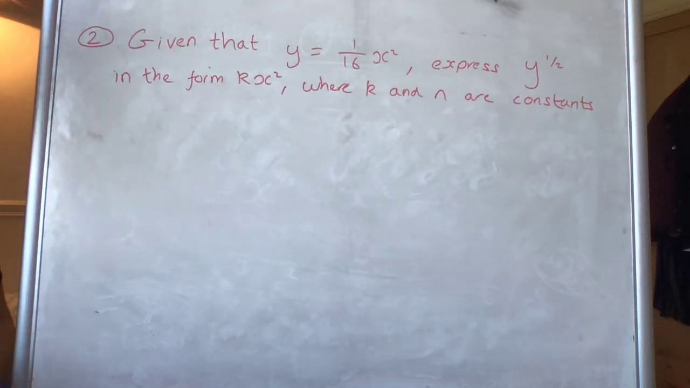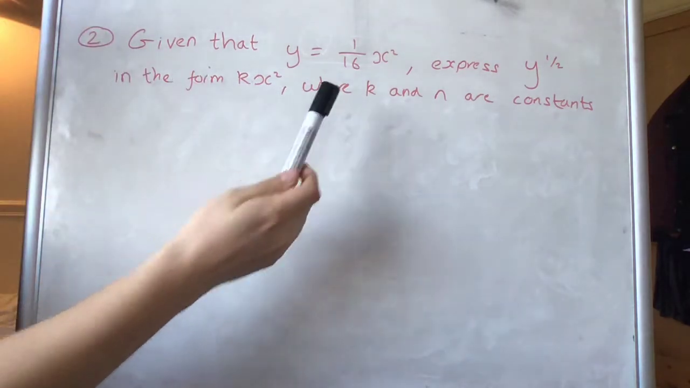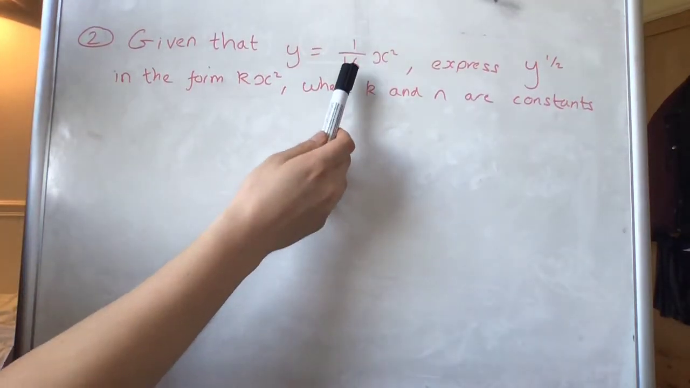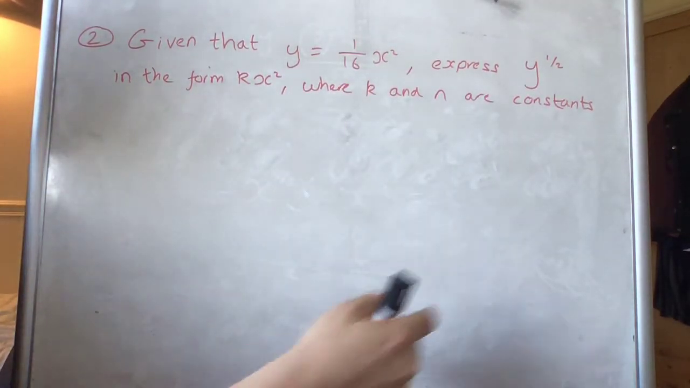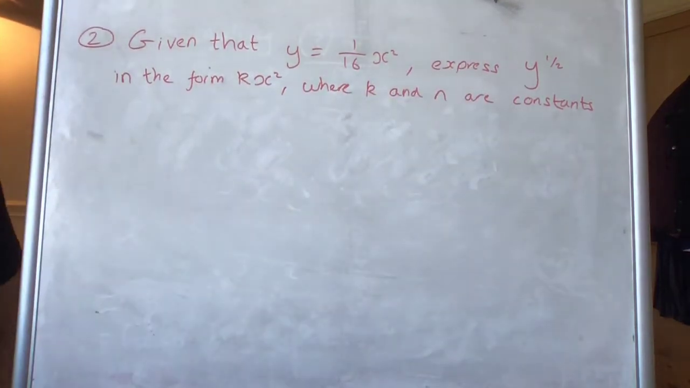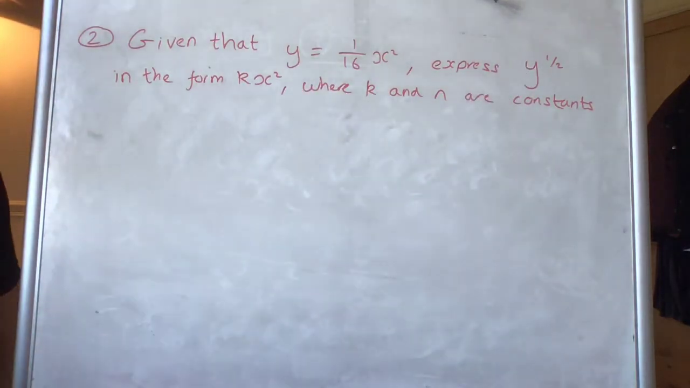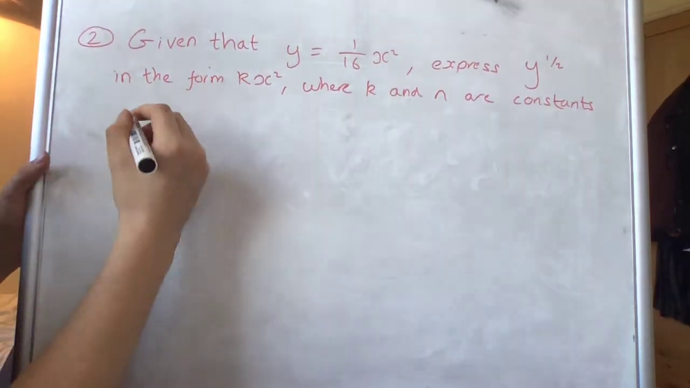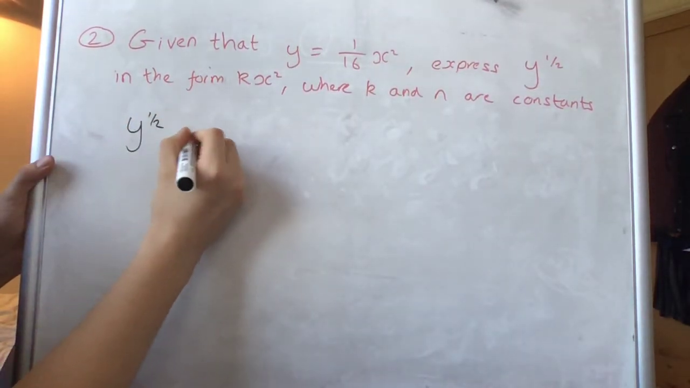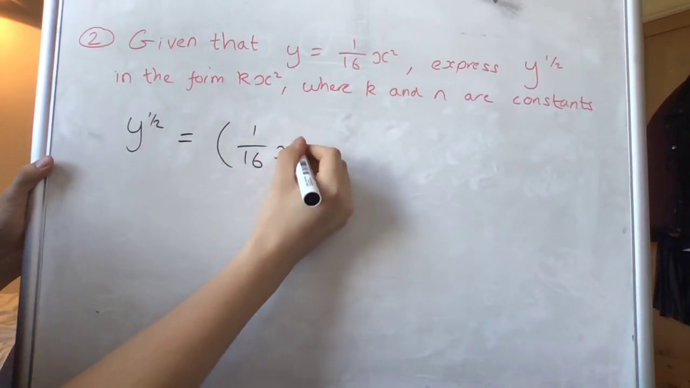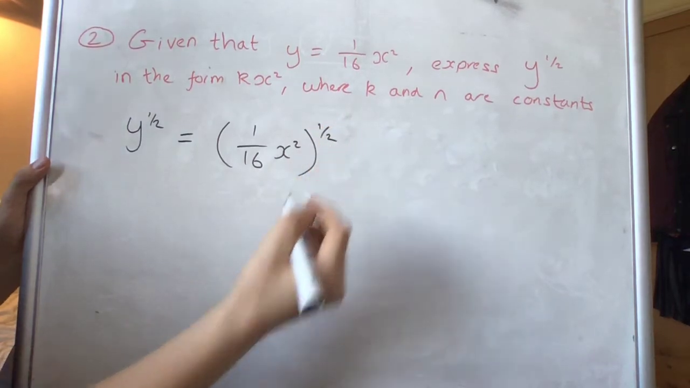So this question's slightly more tricky. Given that y equals 1/16 x squared, express y to the power of a half in the form kx^n, where k and n are constants. So we know that y equals 1/16 x squared, and we've got to use this y to the power of a half. What this is really telling us is that we've got to substitute y into y raised to the power of a half. So let's do that now. So y raised to the power of a half is equal to y, which is 1/16 x squared raised to the power of a half.